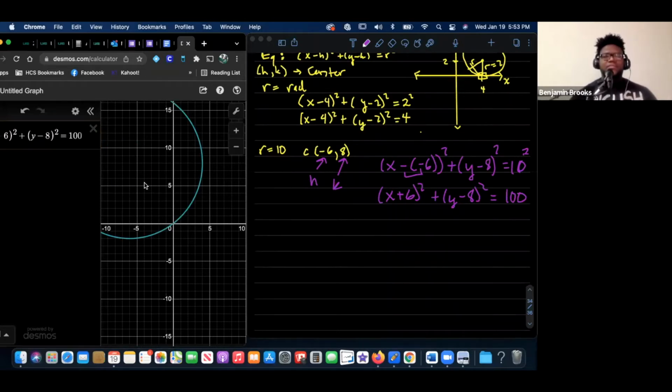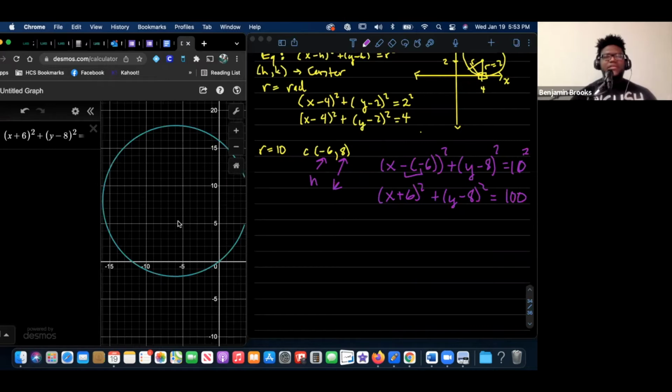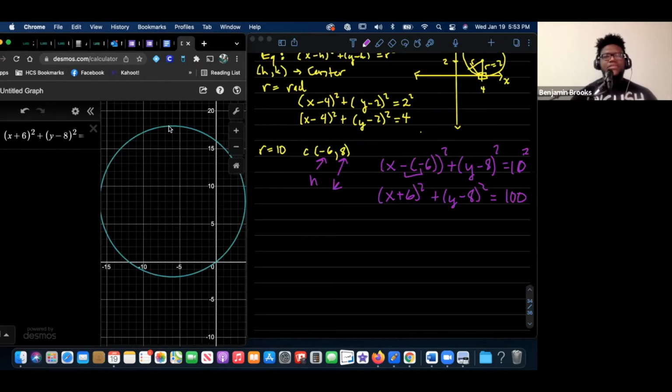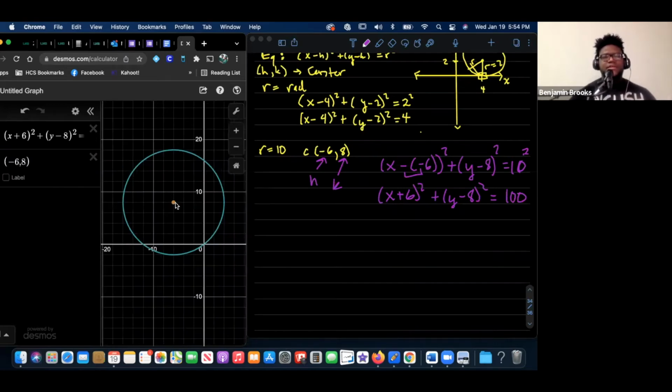And we can pretty much see by just the way that it looks that our center here is at (-6, 8). That's our center right there. And you can see that if this is (-6, 8), the top is 18, and if you go straight below, it is -2. You can see that the distance between those is 10. So that's exactly what we wanted. All right.